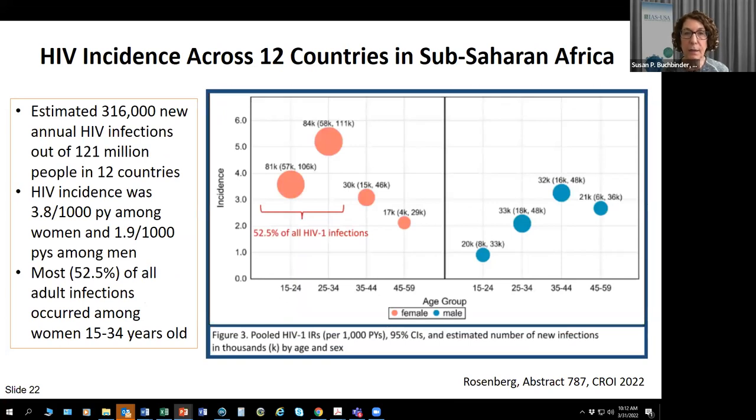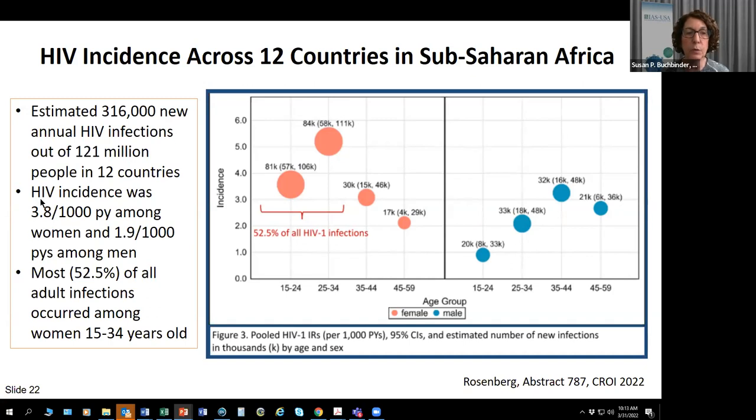So these were data from a home-based survey in 12 countries in sub-Saharan Africa, population-based. They accounted for 316,000 new annual infections. That's what was estimated. And that is really concerning that it's only in 12 countries, given that the UNAIDS target was 500,000 globally by 2020. And we missed that target. We actually had 1.5 million new infections in 2020.